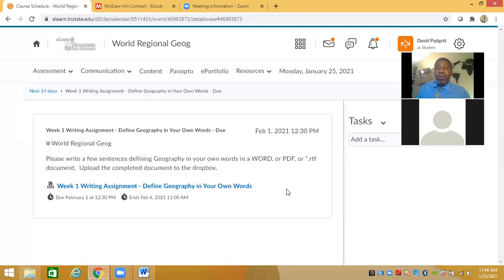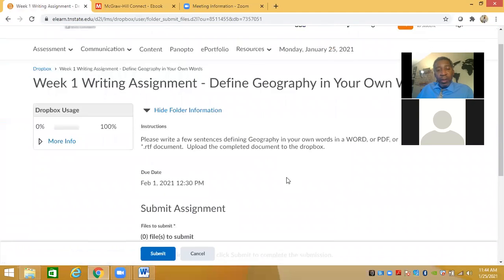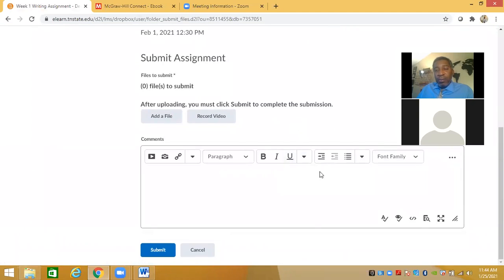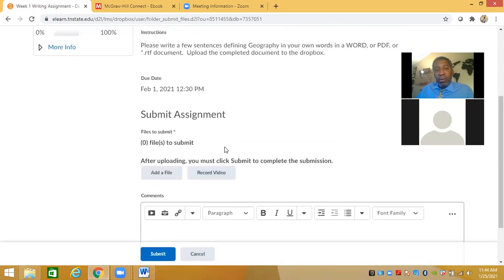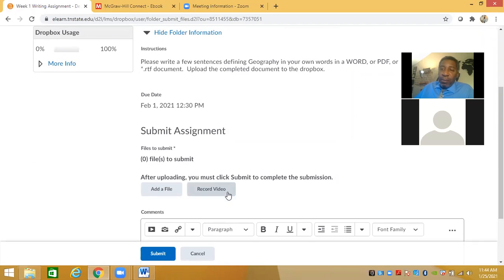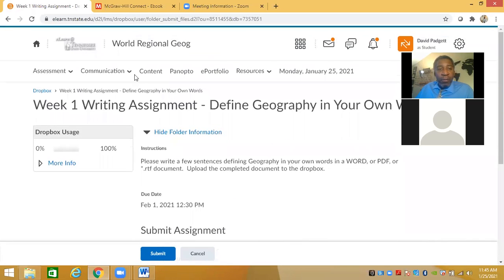Don't Google and give me some dictionary definition of geography. I want your definition of geography. What do you think, in just a few sentences? Again, there are no wrong answers here, unless you just don't do the assignment. So that's one of them, and that is week 1. Just define geography in your own words. Click here and it'll take you to the Dropbox. You'll write the assignment in a Word document, then hit submit, add the file, and upload it to the Dropbox, and then I'll be able to see it. Do that before February the 1st.